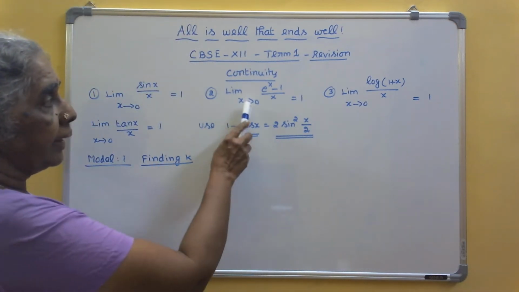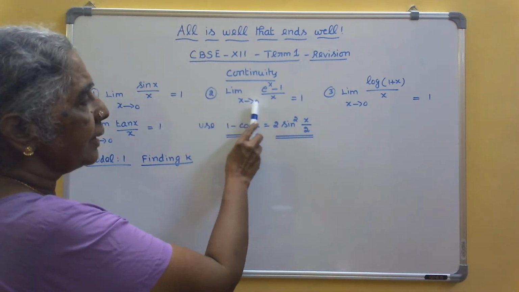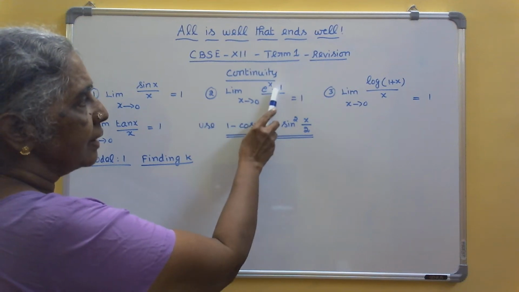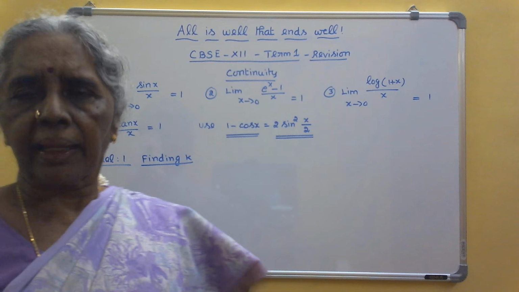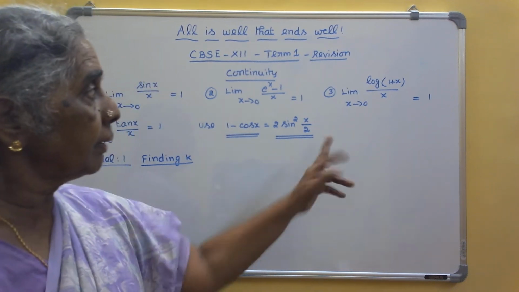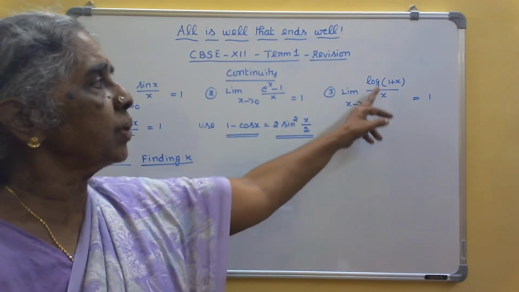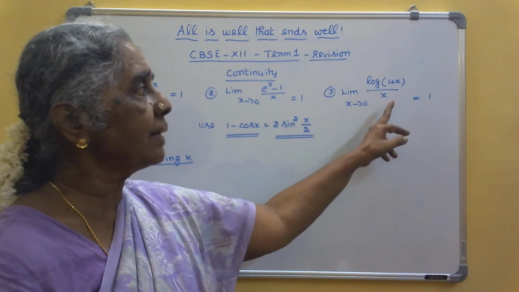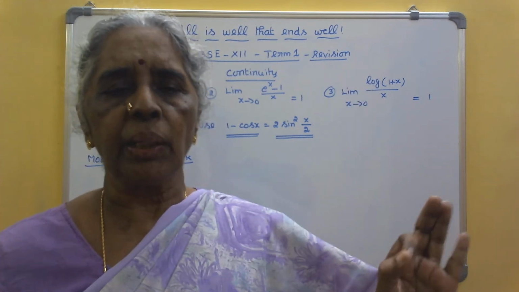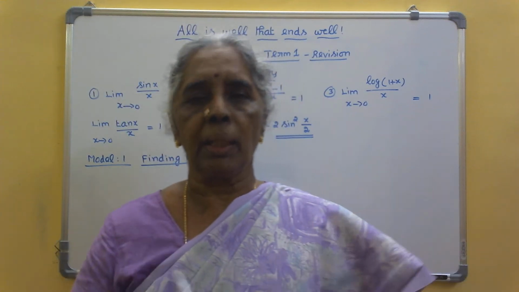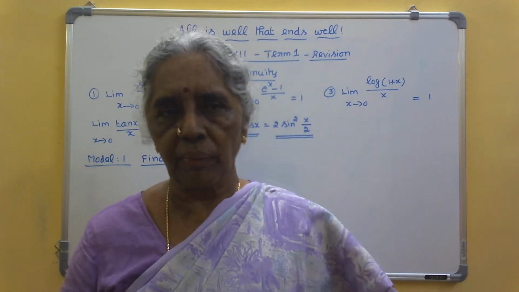Then the second one is limit x tends to 0, e power x minus 1 by x is equal to 1. This is the second theorem which is important. Third one, limit x tends to 0, log of 1 plus x by x is equal to 1. So these are three very important theorems on limits which you have to use in continuity.